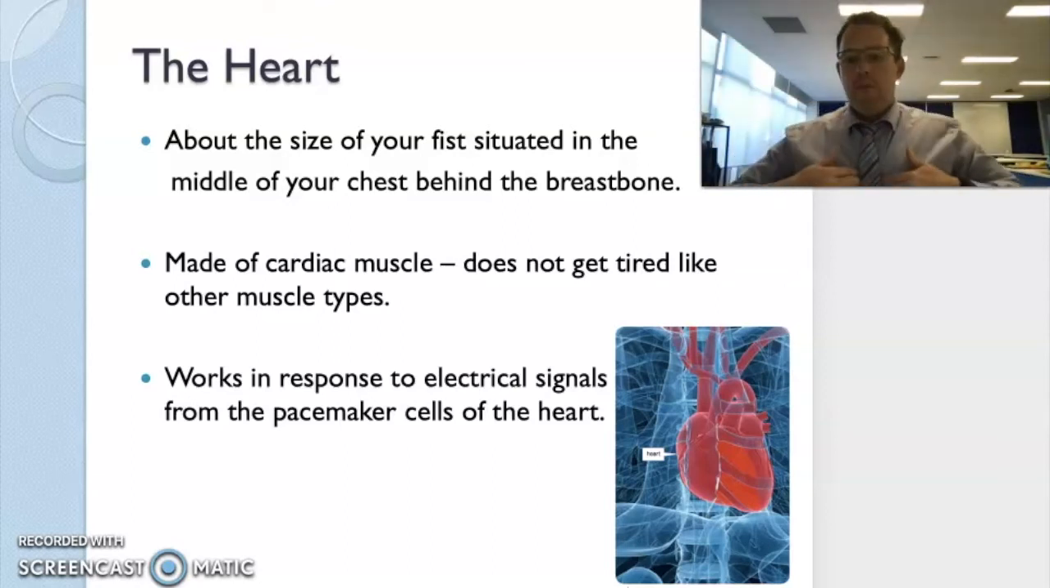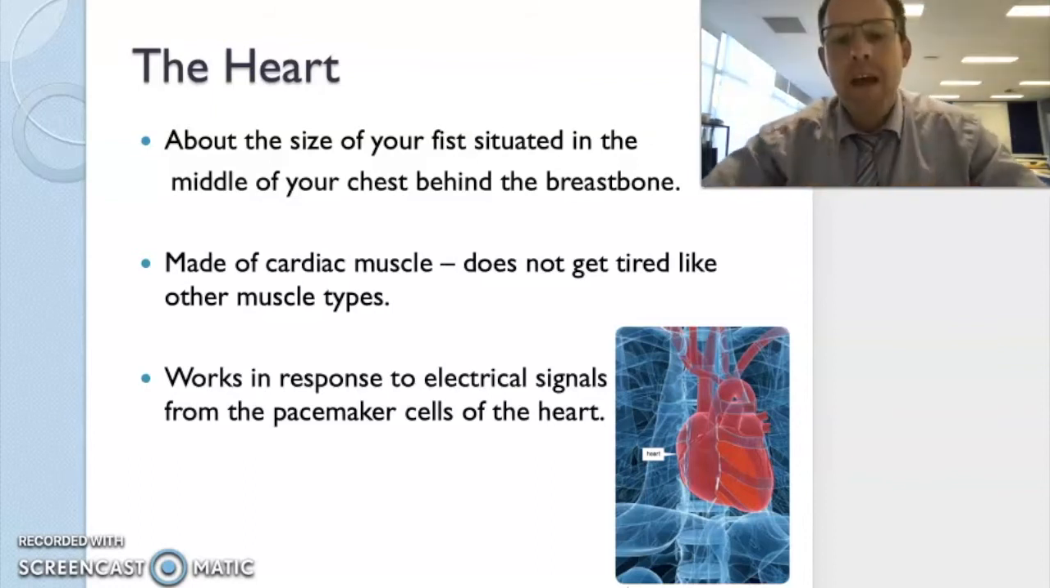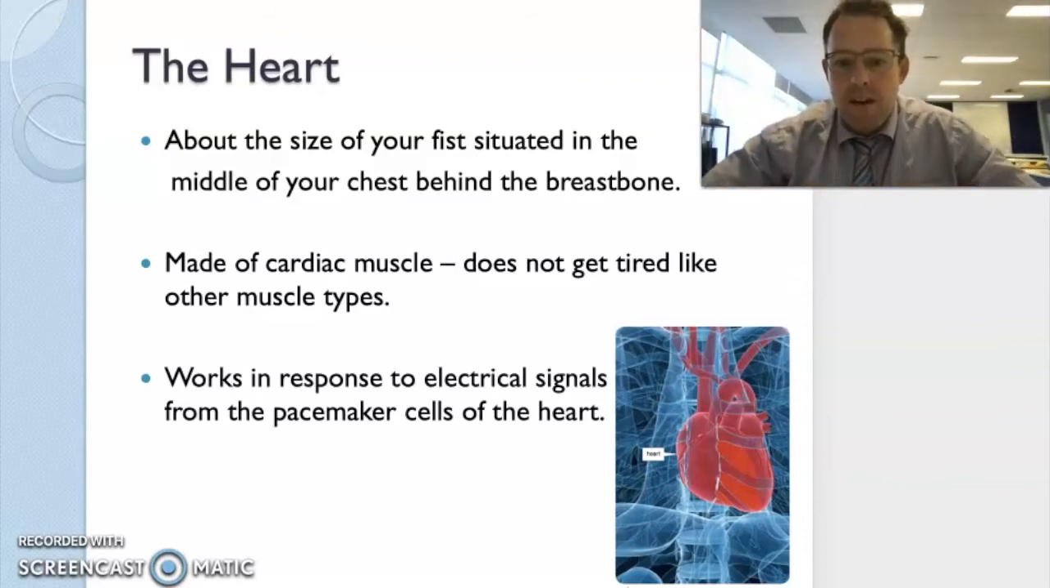And that's why when we perform CPR, we aim for that breastbone. So if you've ever done a first aid course, you don't get told to do your compressions over to the side, you get told to do it in the middle. That's why. It's made up of cardiac muscle.